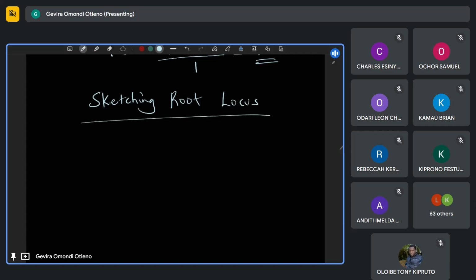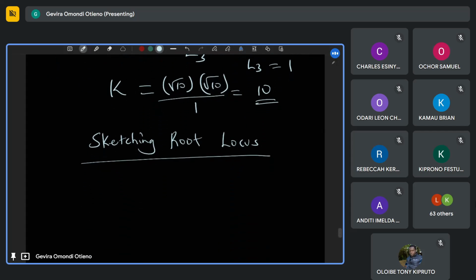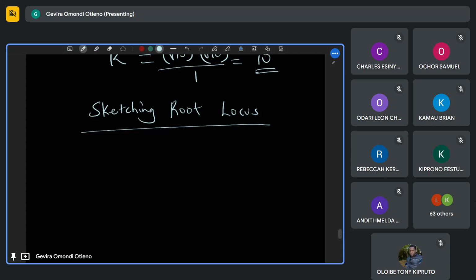Because now we need to draw, or at least sketch, this root locus so we see what we have been referring to. What we have done so far is simply to know whether a point lies on the root locus or not, and to know the gain at that point. But we have not actually sketched the root locus. Now, there's a reason why we are using the word sketching.